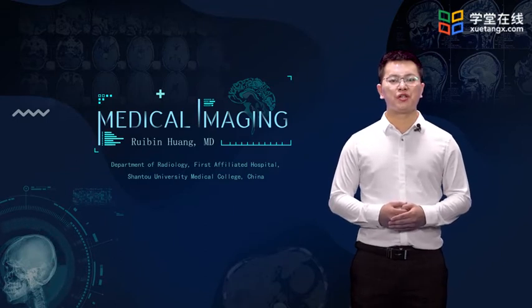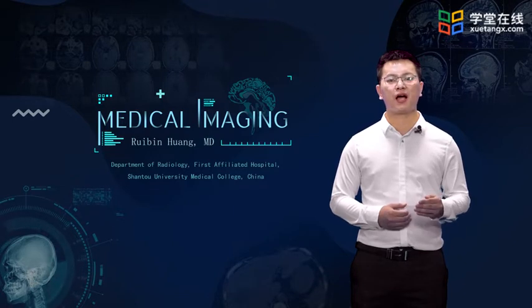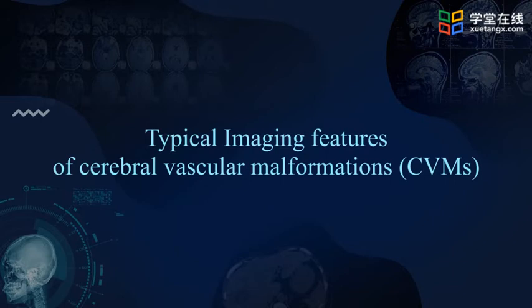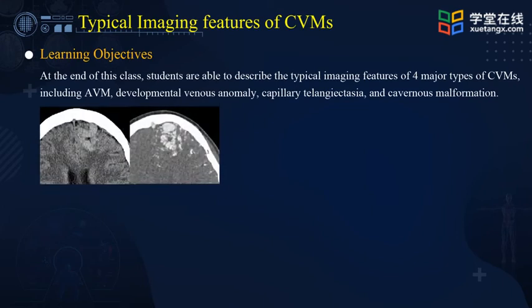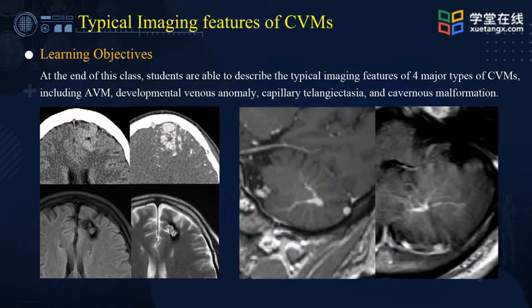Cerebral vascular malformations, CVMs, of the brain are a heterogeneous group of disorders affecting arteries, capillaries, veins, or various combinations of vessels. In this session, we will discuss the typical imaging features of common cerebral vascular malformations. At the end of this class, students are able to describe the typical imaging features of four major types of CVMs, including arteriovenous malformation, AVM, developmental venous anomaly, capillary telangiectasia, and cavernous malformation.